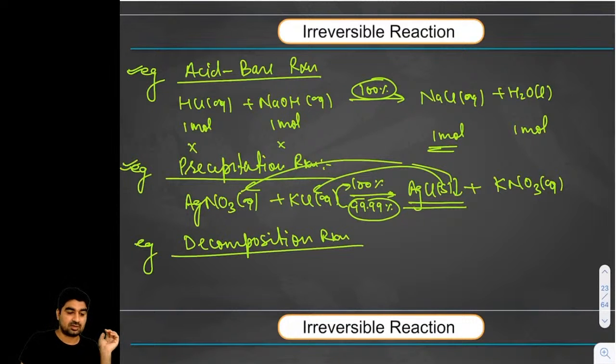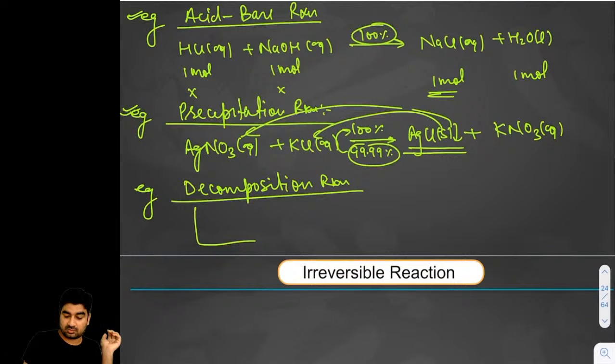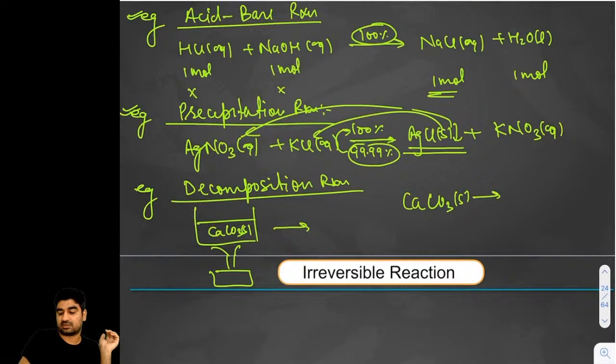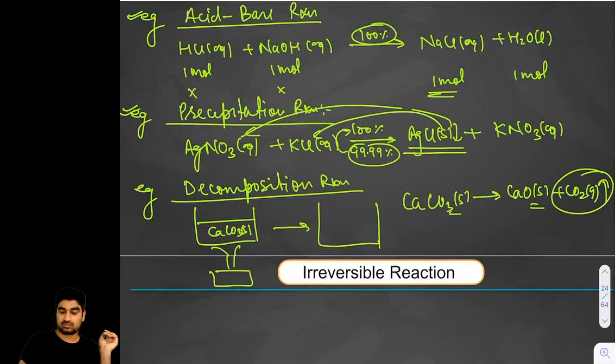Decomposition reactions. So guys, suppose I'm taking here CaCO3 solid and I start heating it. What will happen? So when you heat CaCO3 solid, it will get converted into CaO solid and CO2 gas. Okay. So after the reaction, this is solid, this is solid, this gas will escape. So you will be left with CaO only.